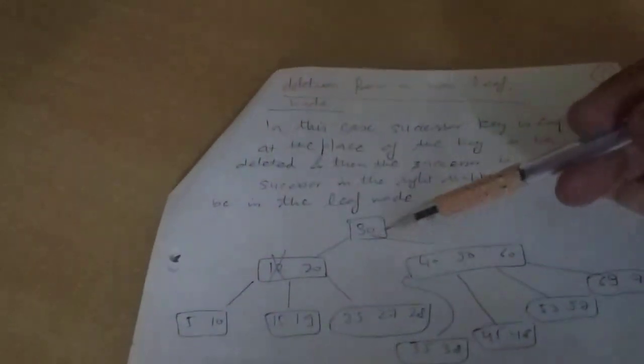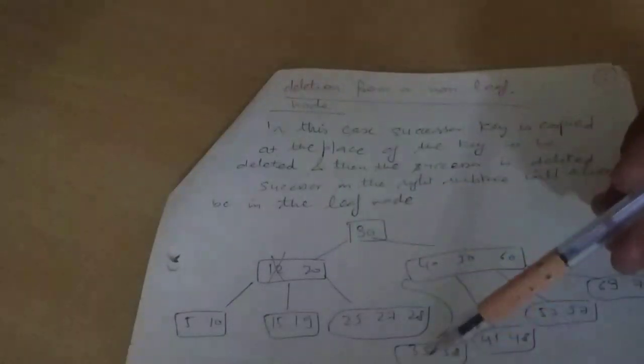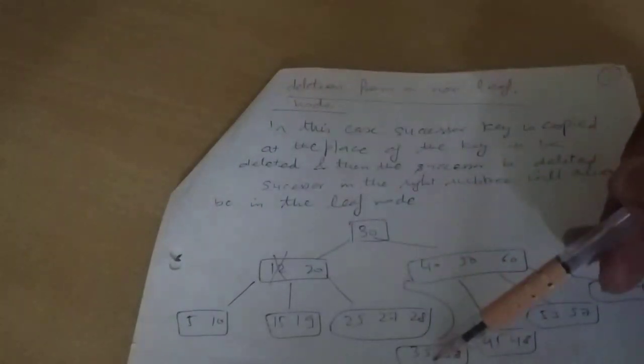Let's suppose we want to delete 30 in this scenario. What is the successor of 30? The successor is 35, the leftmost element of the right child. So 30 is replaced by 35, and now we want to delete the 30 from the leaf.